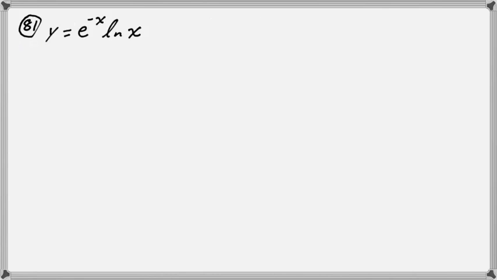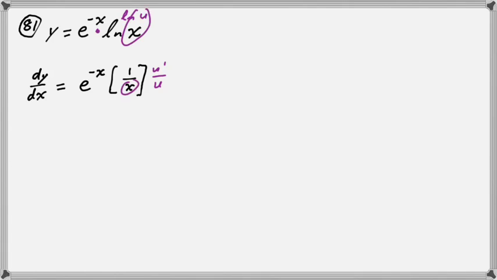Okay, after 59, somebody had asked me 81. 81 is a product, so I have to use the product rule. I bring the e to the negative x down times the derivative of natural log of x. Derivative of natural log of x is 1 over x. The derivative of ln of u is u prime over u. If u is x, the u is on bottom. The derivative of x is 1, that's on top. So that's part of the product rule.